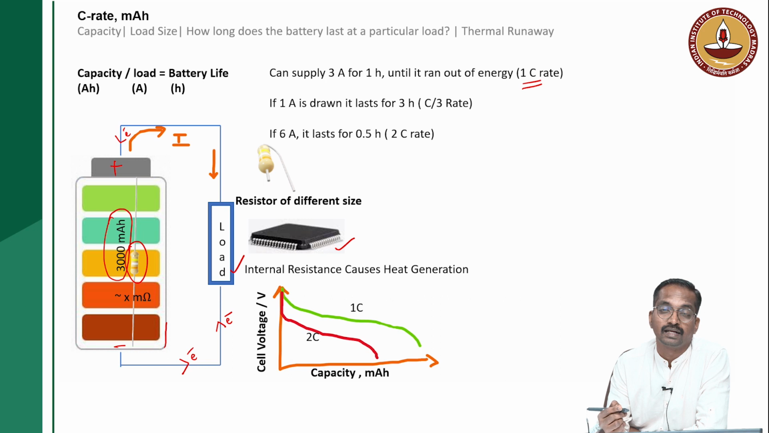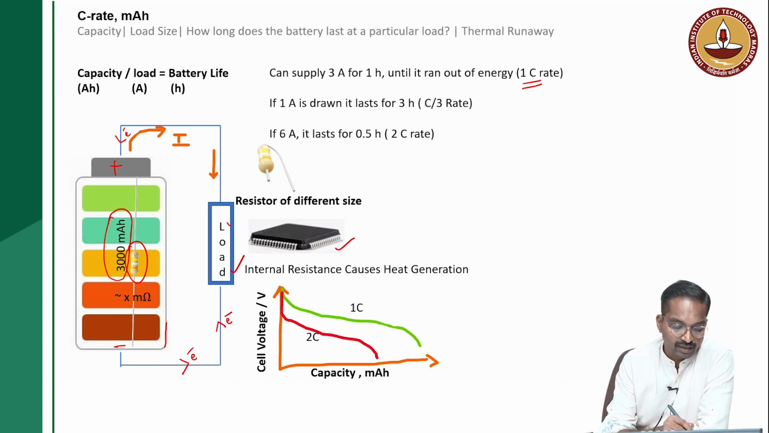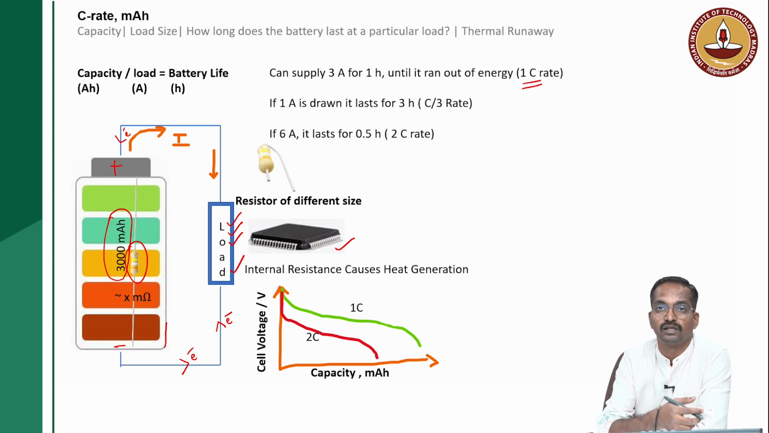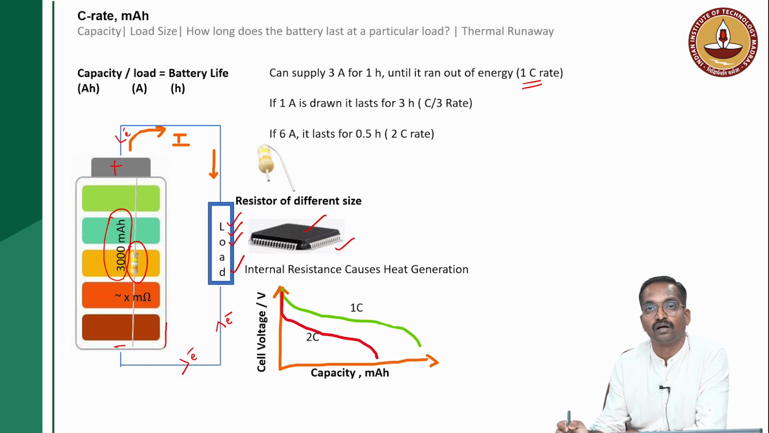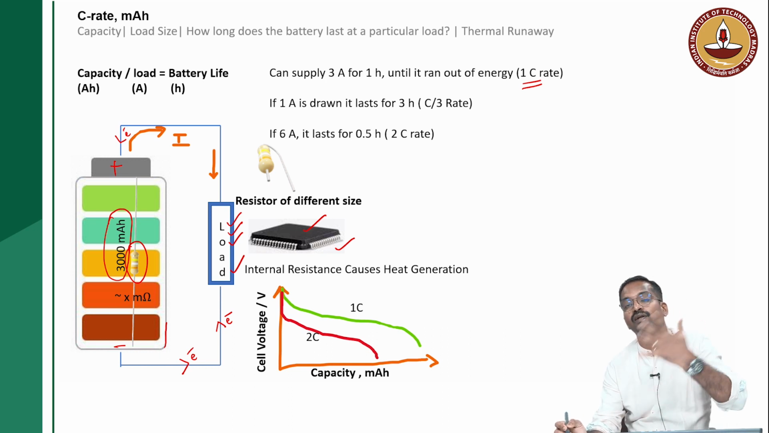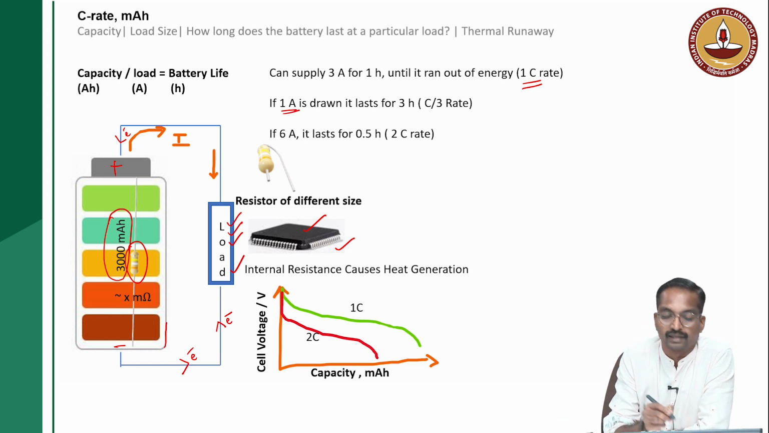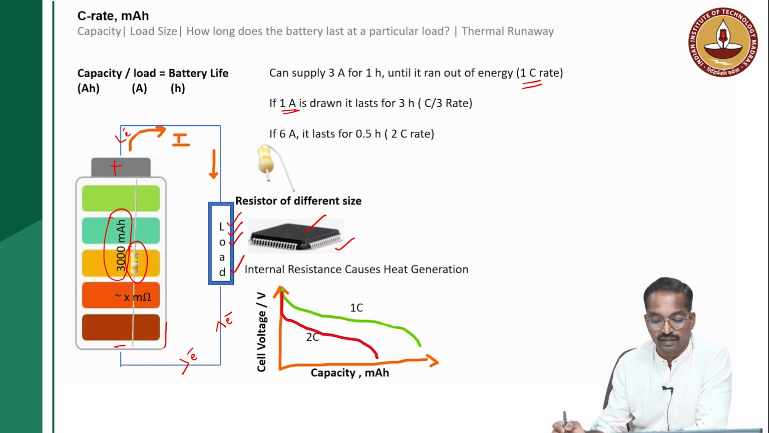Suppose I withdraw less current, because the load need not draw the same amount of current all the time, depending upon the size of the resistor in the load, or the intensity of the calculation on the microcontroller. The load will vary with time. Suppose I now draw only 1 ampere current instead of 3 ampere, the battery now will last for 3 hours. This is nothing but C by 3 rate. It means the entire capacity in the battery is emptied in 3 hours.